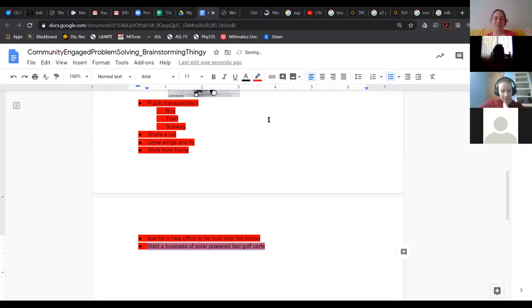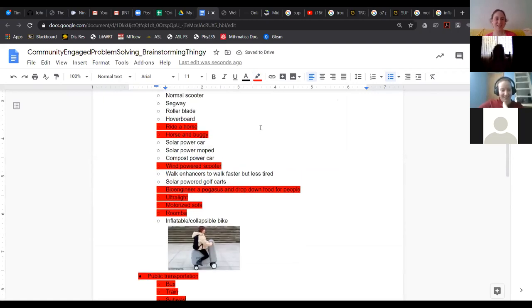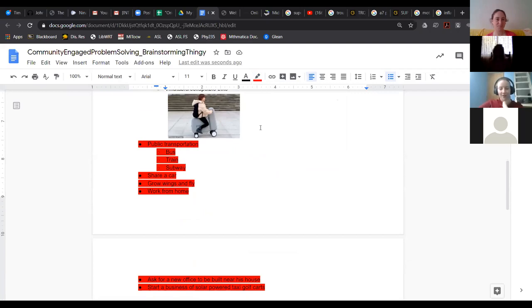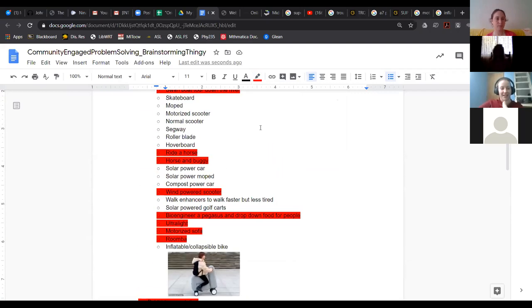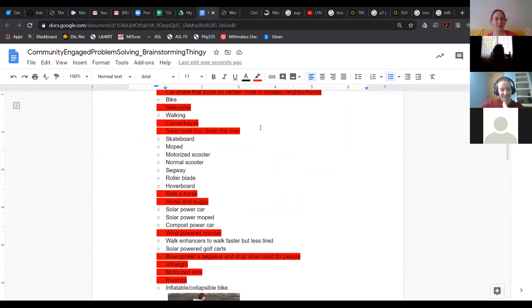Would have been cool though. Yeah. I think that a solar powered taxi golf cart business is exactly what New York City needs right now. I agree. No, 15.